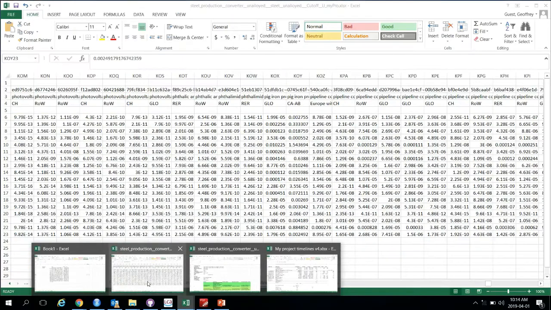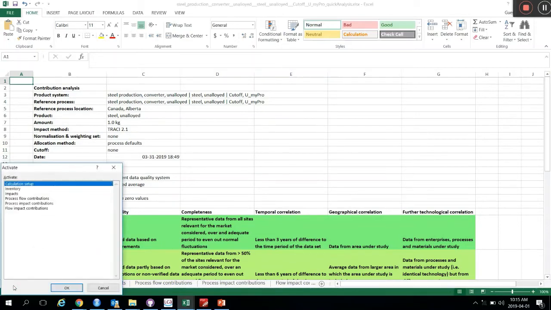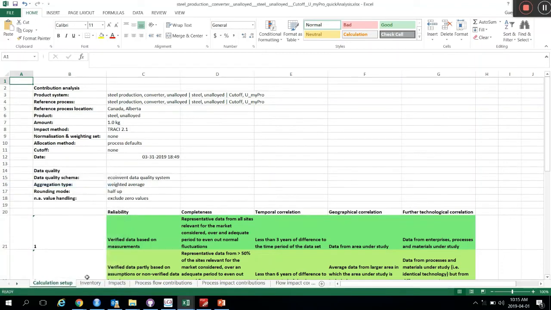If we go to the quick analysis and right click here, we can see the sheets that are available. So we have the inventory. That's the same as the inventory analysis that I already showed you, so it's the cradle-to-gate. We have impacts. That's just the total impacts, process flow contributions, process impact contributions, and flow impact. So let's go through each one.